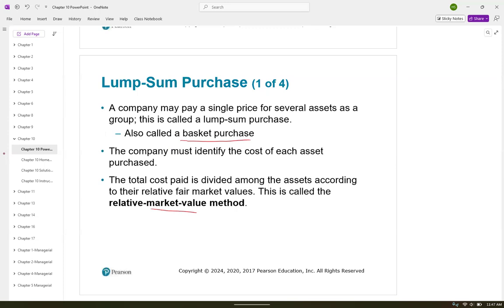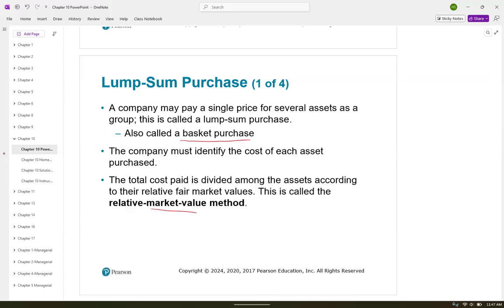You know, me and my husband built a house a couple of years ago. We bought the land and then we made the building. Or hired a contractor to build the building. But you may buy all these things in a lump sum purchase.